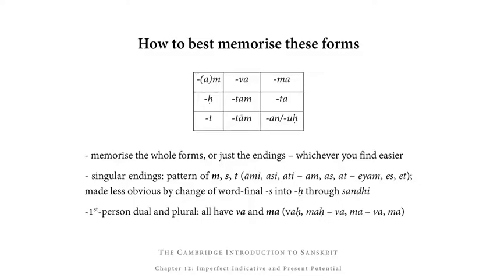Another pattern that you can find is that in the first person dual and the first person plural, we always have wa and ma. Namely, in the present indicative, we have wach and mach. In the imperfect indicative, we have wa and ma. And in the potential, we again have wa and ma just preceded by e, so ewa and ema.